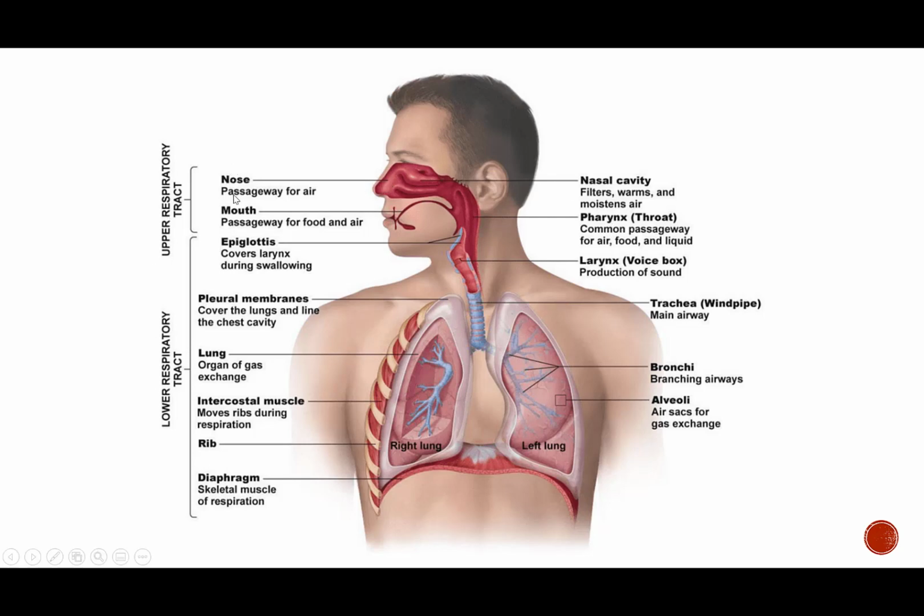We've got the nose, the mouth, the epiglottis, the nasal cavity, the pharynx, and larynx, okay? We have some pleural membranes that are part of the lower. We've got the lungs, right and left lung. We've got intercostal muscles that we'll talk about, which are basically the muscles between the actual skeleton, the ribs. And then we have the diaphragm, which is a really cool, crazy muscle that we'll talk about. But the diaphragm is a muscle.